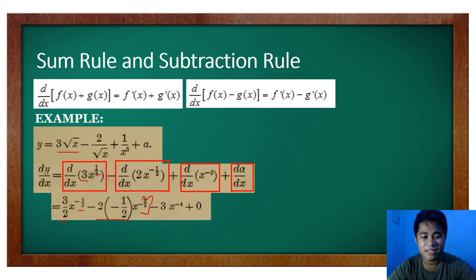And then, minus, it's not actually a minus because we use positive here. But since our exponent there is negative 3, then if we multiply it by 1, which is the constant of that x there, magkakaroon po talaga ng negative dyan. So, negative 3 times x, and then negative 3 minus 1, that is negative 4.